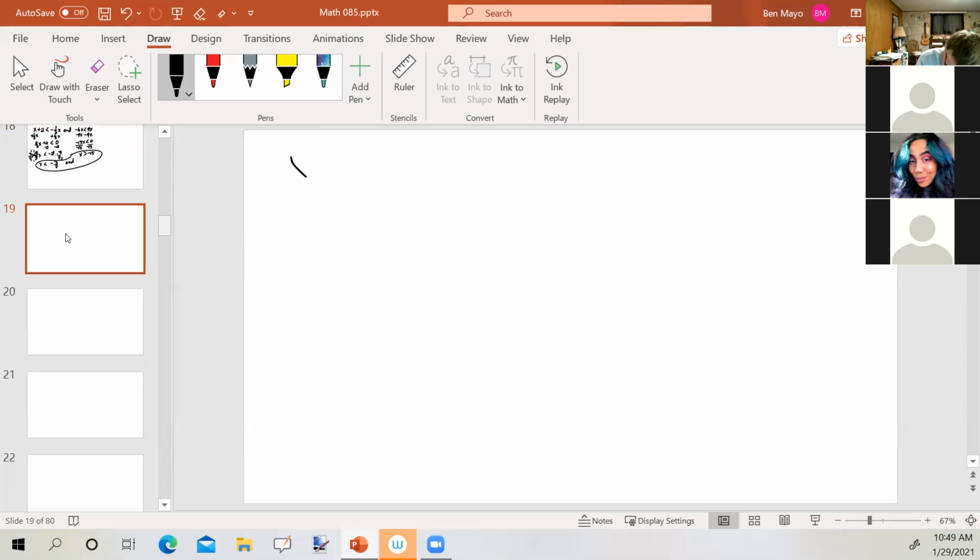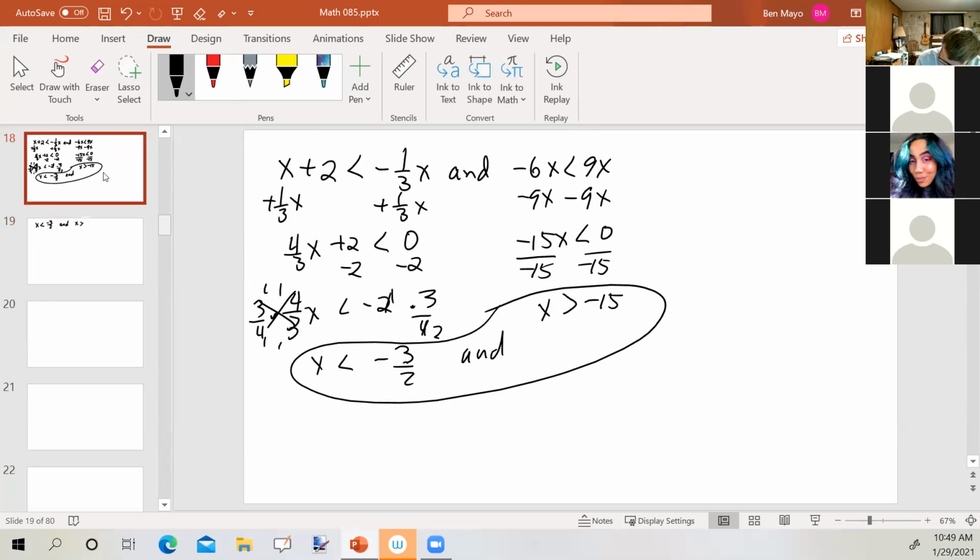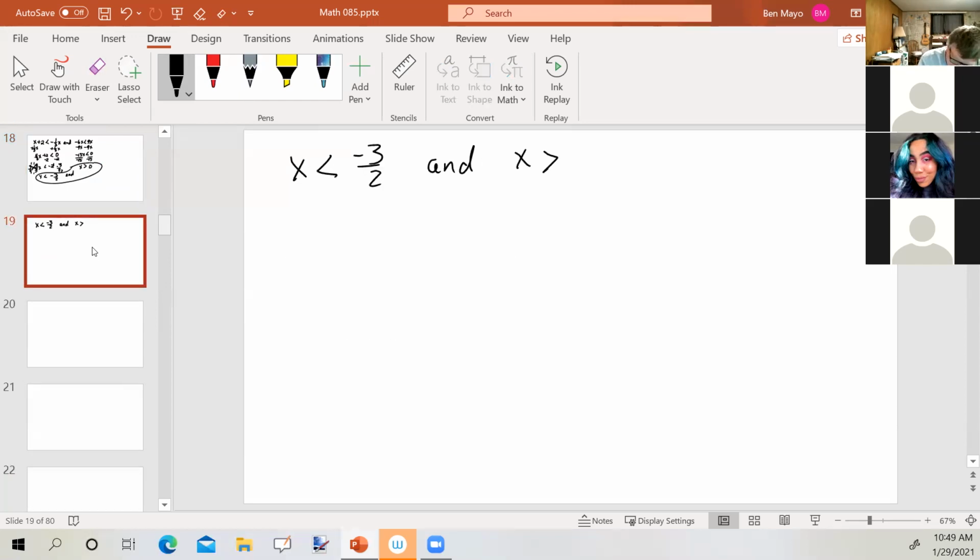So I've got x is less than -3/2, and x is greater than, oh, where did I make a mistake? Dividing the 0. You didn't make it a positive, right? What was it? Oh, it's 0. Yeah, there we go. Okay, good.